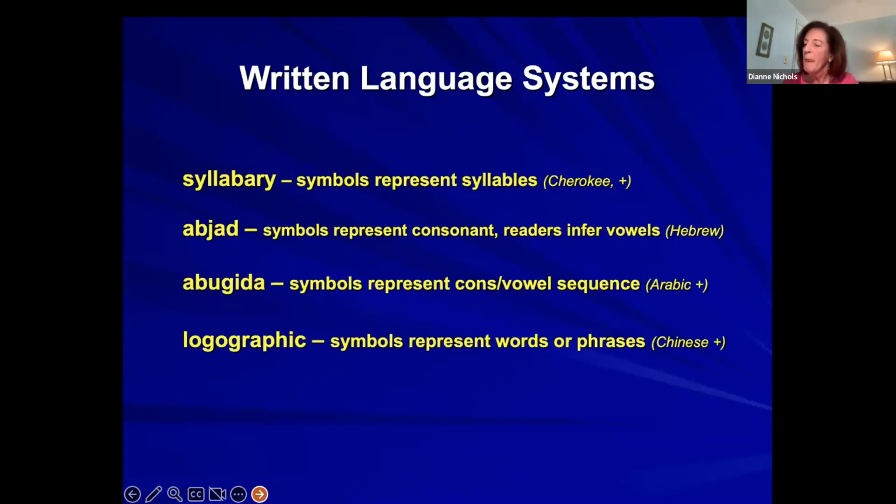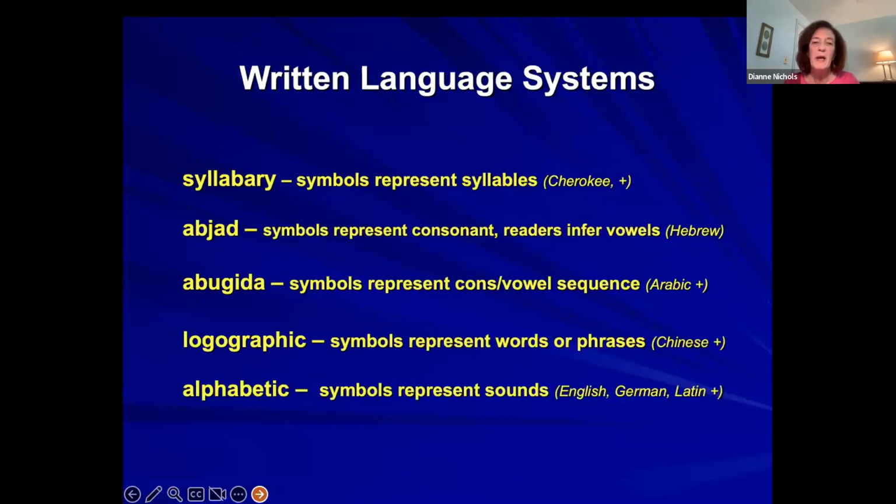Logographic languages have their symbols represent whole words or even phrases and are spoken by a somewhat larger population. Chinese, Japanese, Korean, and many other Far Eastern languages and dialects are logographic languages. The largest number of people in the world speak alphabetic languages, where the symbols represent discrete sounds.